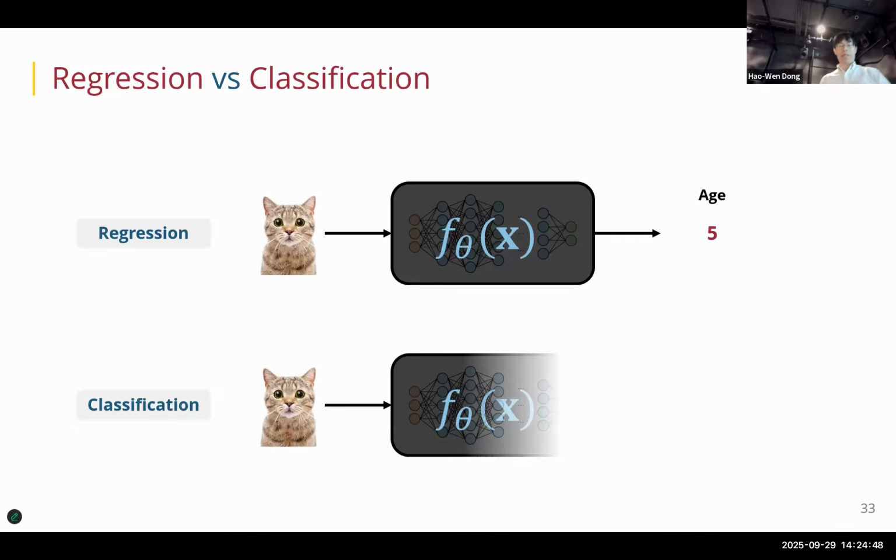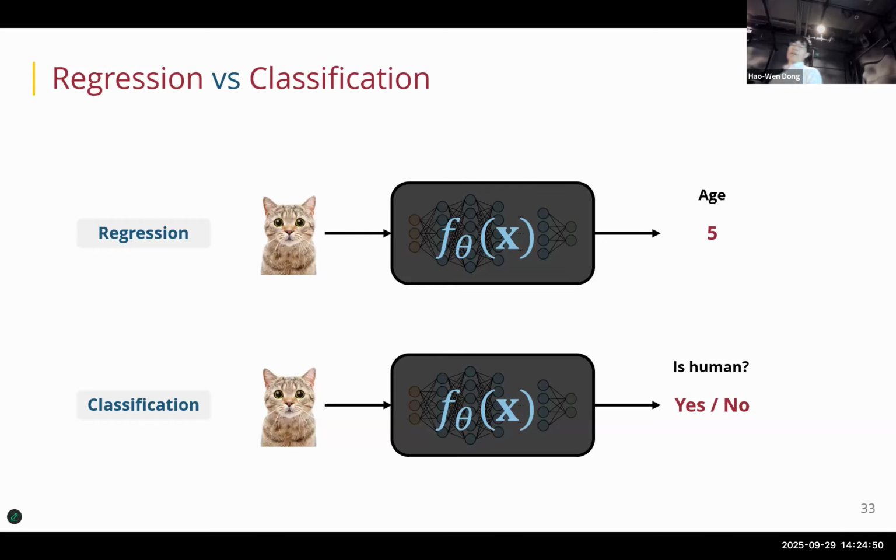For classification, now we want to see something binary or categorical, something that's discrete. So in this case, is it human, yes or no? So regression models output a number, classification outputs a label. That's the key.